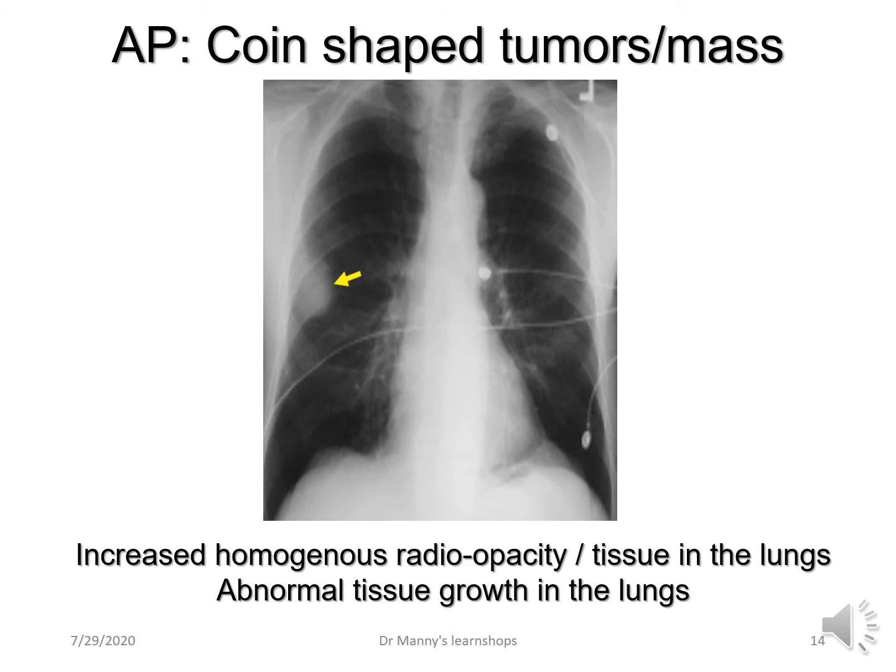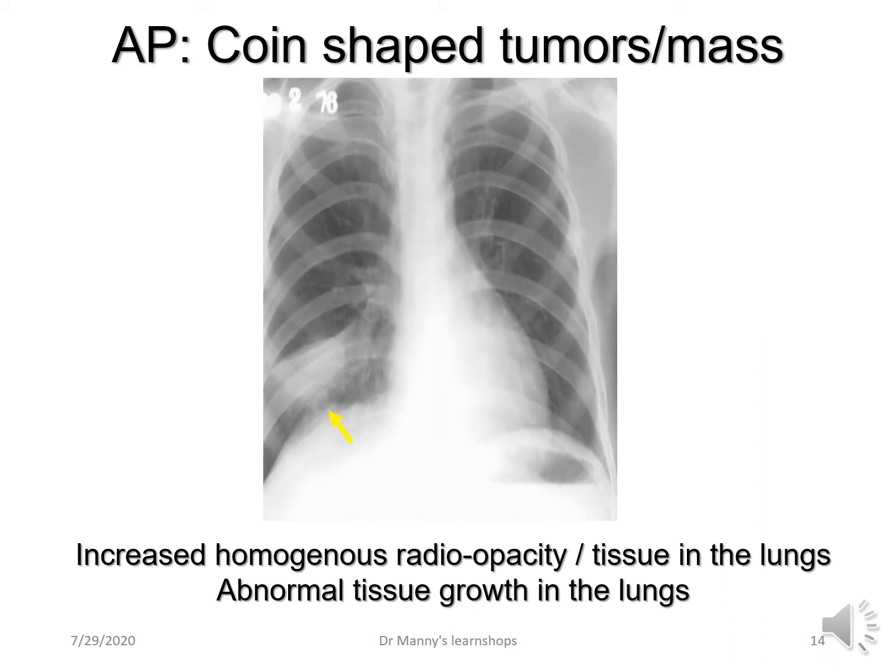Here's an example of another mass, a coin-shaped lesion. Any lesion that is shaped like a coin would be referred to this, or you could just call it a mass. And it's all because of abnormal tissue growth in the lungs. But this will require further investigation. Chest X-ray is just the beginning. There's another example of a coin-shaped lesion.